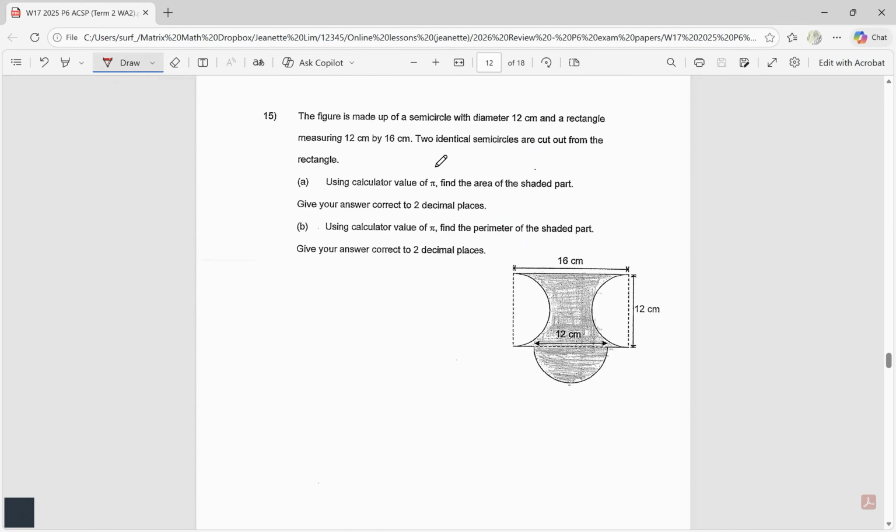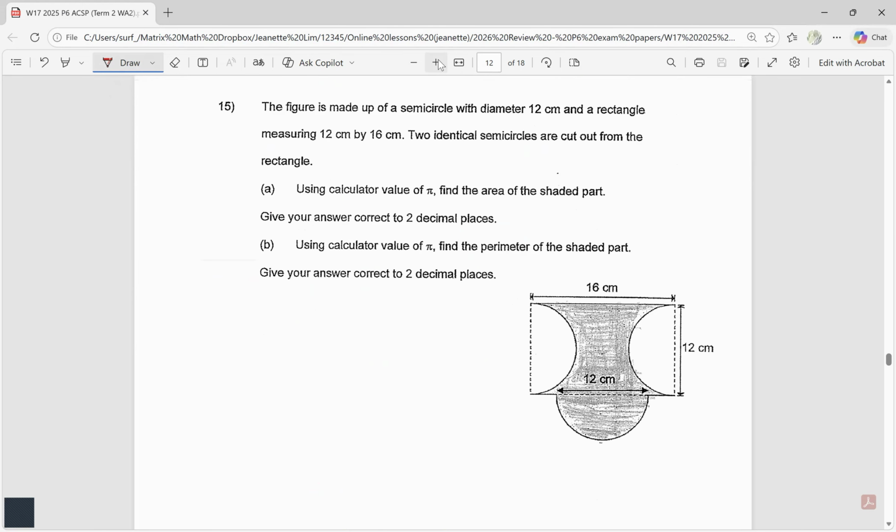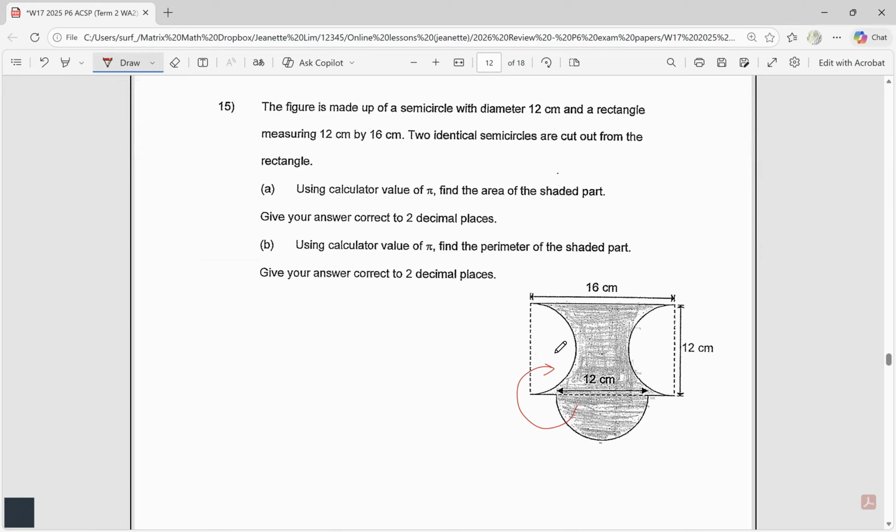Now let's look at question 15. The diagram below is made up of a semicircle with diameter 12 cm and a rectangle measuring 12 by 16. Two identical semicircles are cut out from the rectangle. Using the calculator value of pi, find the area of the shaded part. Now for the shaded part, this semicircle is actually the same as this. So if you shift it, then technically this is covered. So it's actually 1 rectangle minus 1 semicircle.